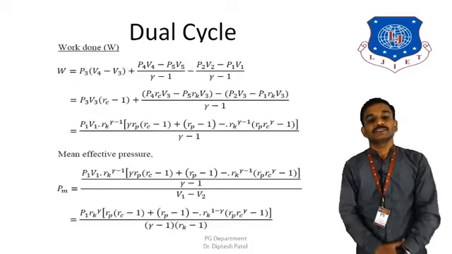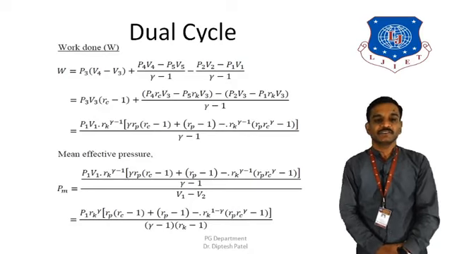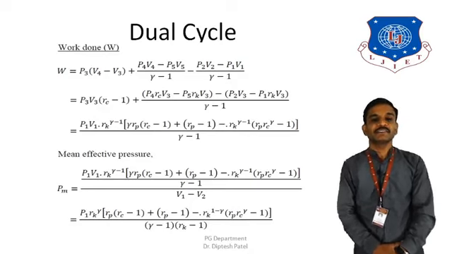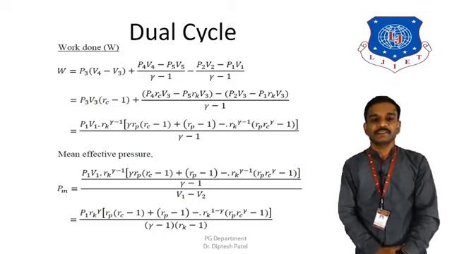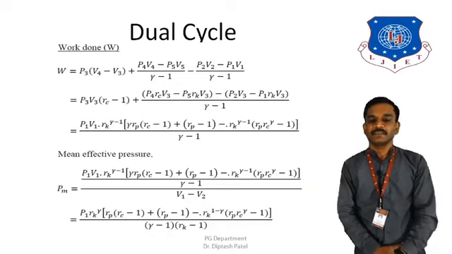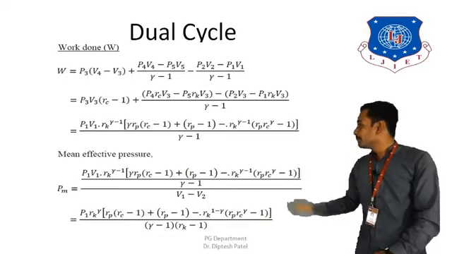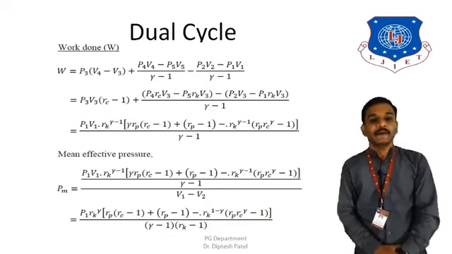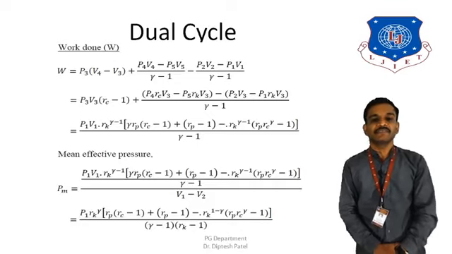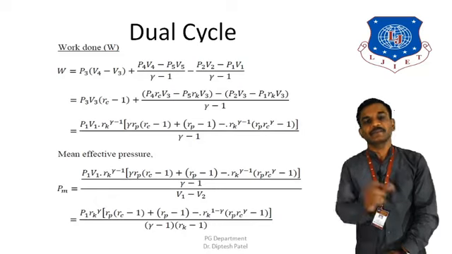Now we are also going to see the work done and the mean effective pressure. The formula for work done is P3 V4 minus V3 plus P4 V4 minus P5 V5 divided by gamma minus 1, minus P2 V2 minus P1 V1 divided by gamma minus 1. That can be written as P3 V3 inside the bracket RC minus 1 plus P4 RC V3 minus P5 RK V3 minus P2 V3 minus P1 RK V3, and the whole term is divided by gamma minus 1. That would become a common factor here.